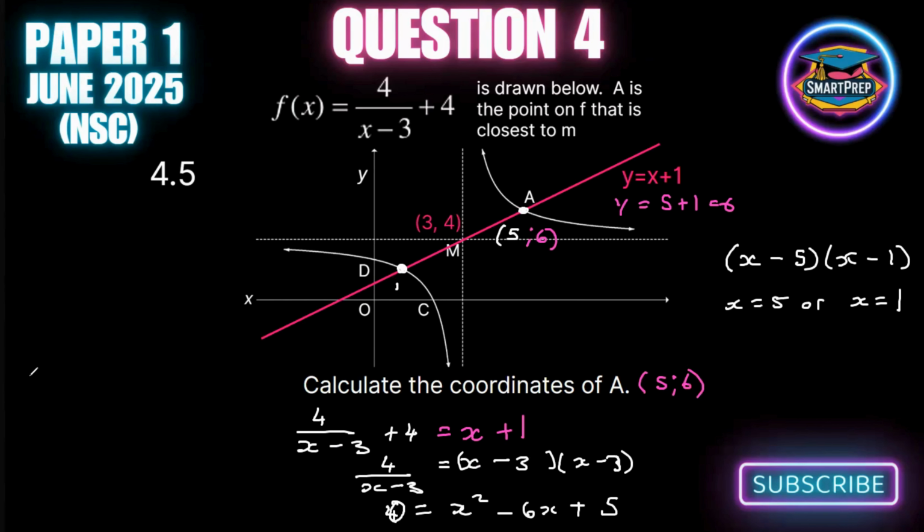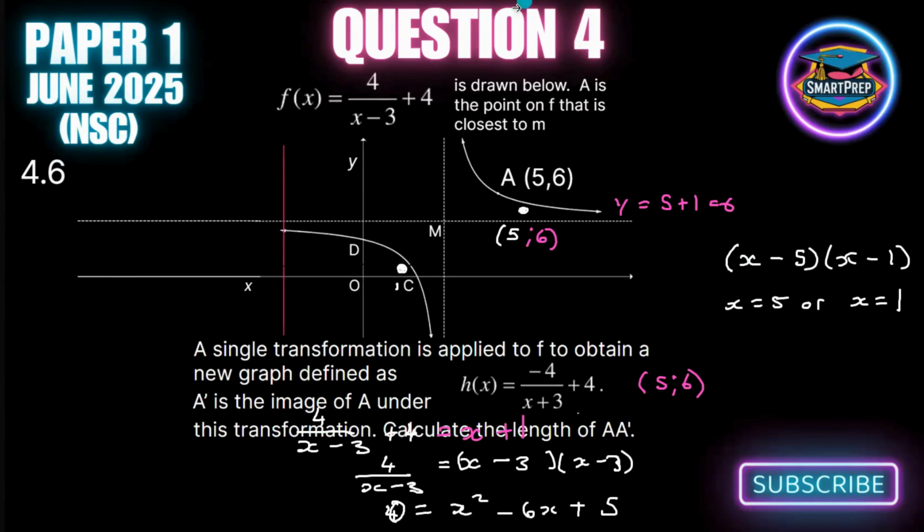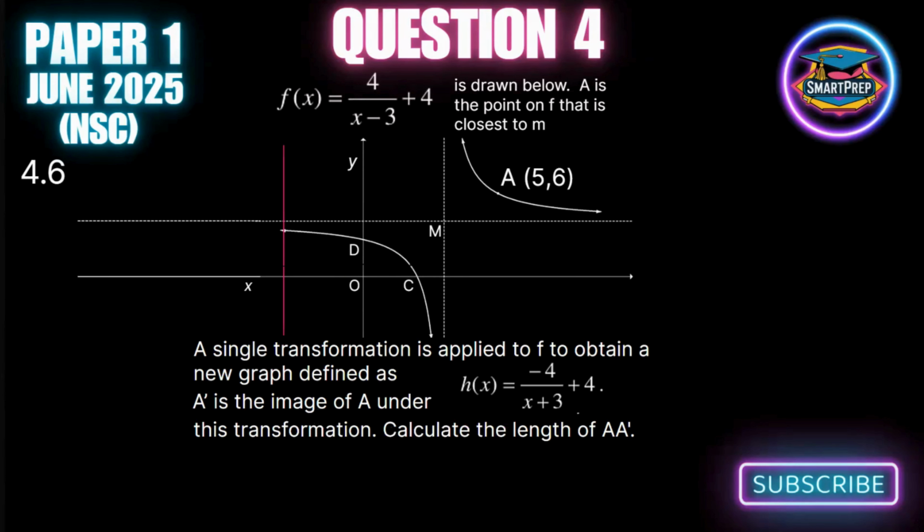Let's go on to the next one. 4.6 tells us that there is a single transformation applied to obtain a new graph where our 4 becomes negative 4. And so what that means is, we see that there's a plus 3, and so plus 3 means our asymptote becomes minus 3, right? So here we have x equals minus 3.